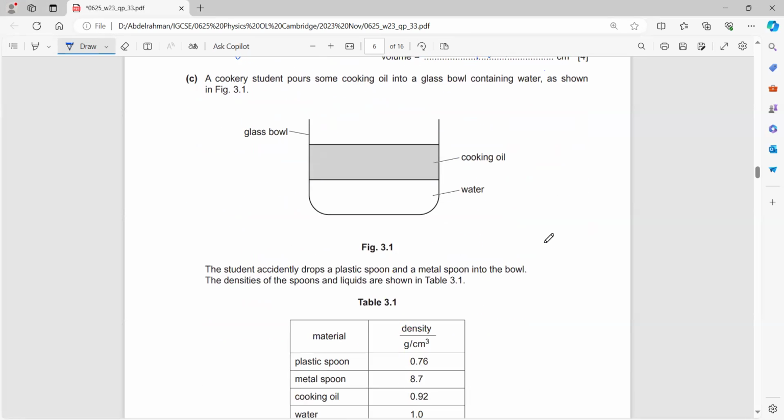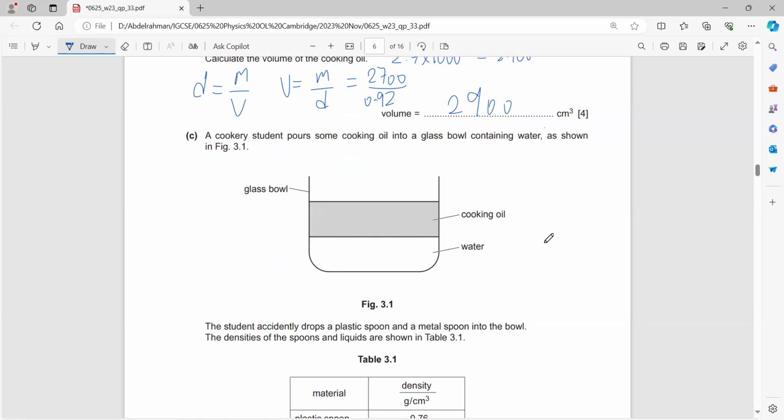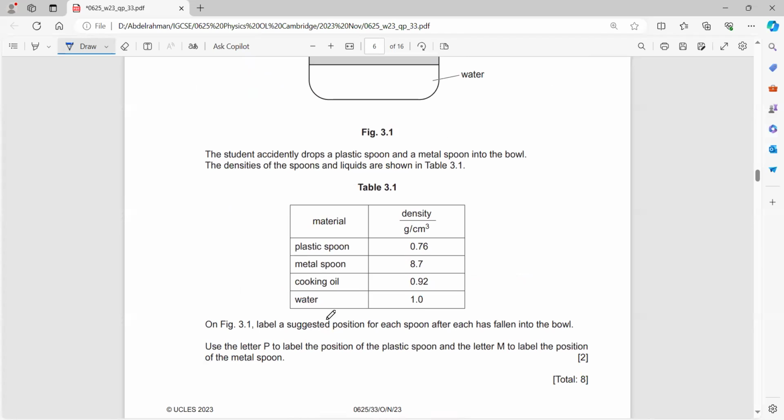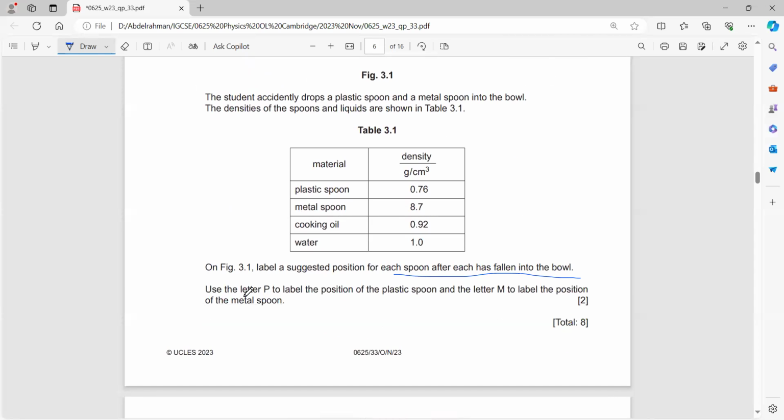This is a nice question. I like this question. I have a glass bowl, cooking oil and some water. The student accidentally drops a plastic spoon and a metal spoon into the bowl. The densities of the spoons and liquids are shown in the table. Label a suggested position for each spoon after it has fallen into the bowl. Use the letter P to label the position of the plastic spoon.